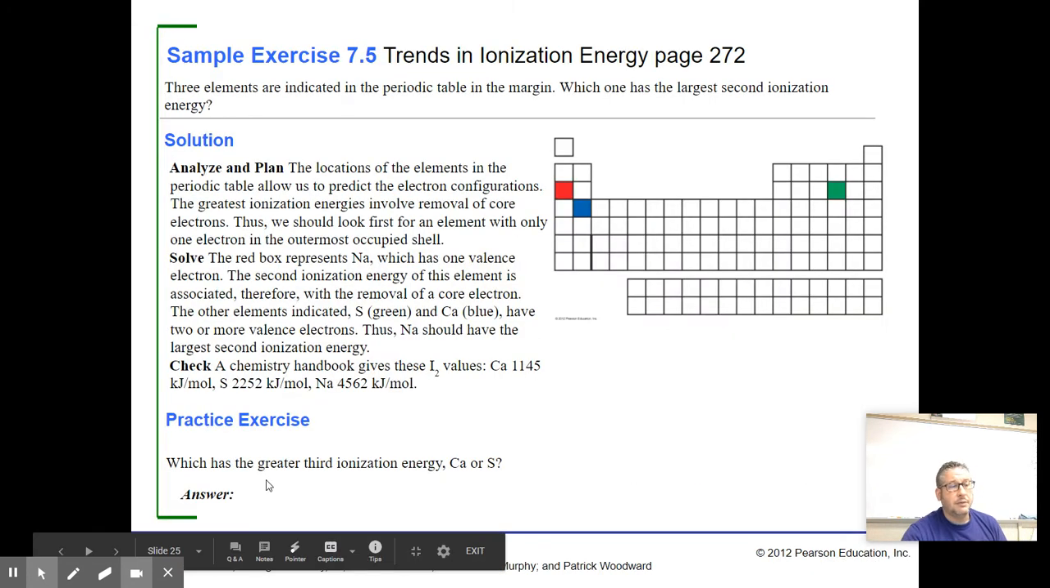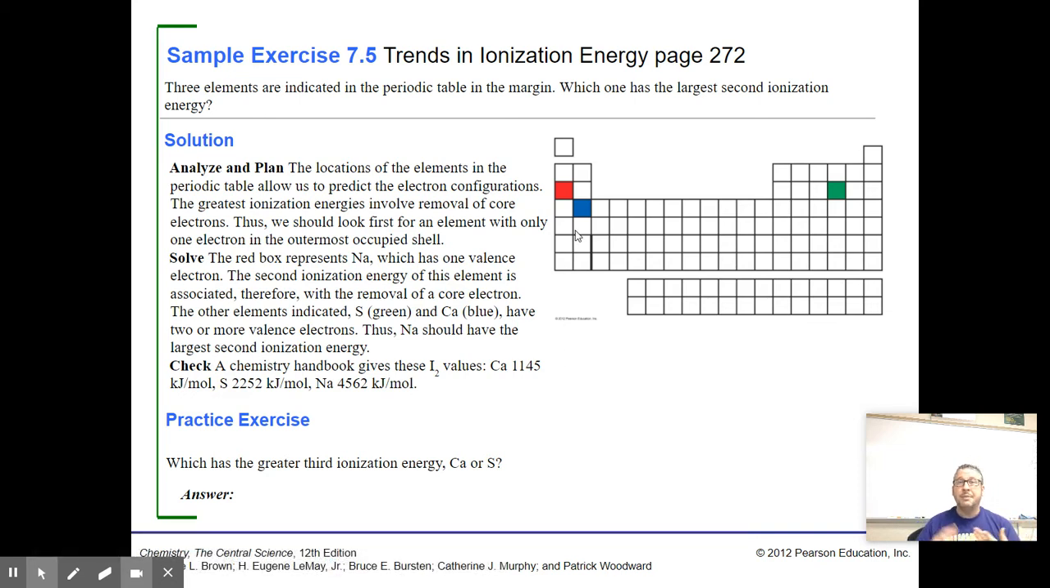So let's look at dealing with the remaining two elements, calcium and sulfur. Which one would have the greater third ionization energy? Well, again, third ionization energy means the energy required to remove the third electron. Calcium only has 2 valence electrons. Sulfur, again, has 6. If you were to try and remove 3 electrons from calcium, that third electron is going to be coming from the core electrons. And it, again, is a no-no. So its third ionization energy for calcium is going to be astronomical.